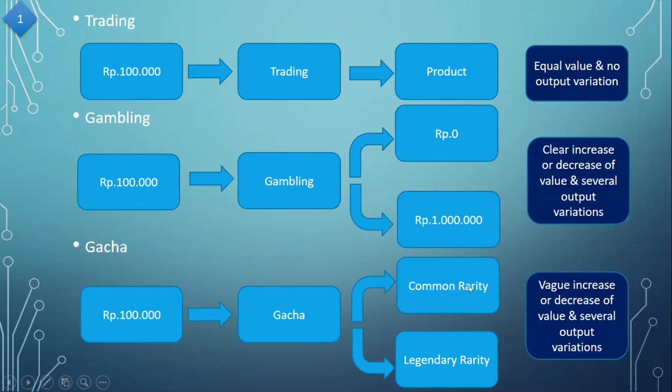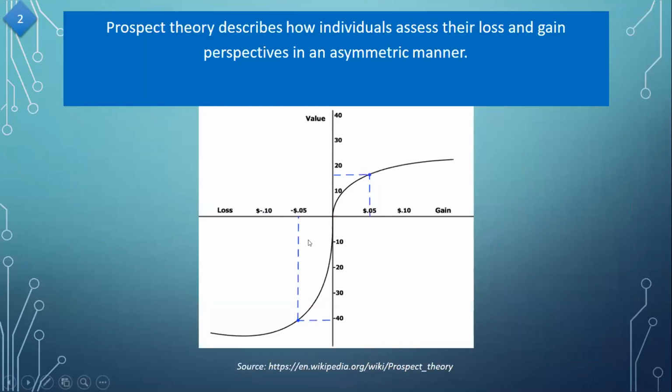You cannot compare this item, the rarity, with the money you spend. So there's a vague increase or decrease of value, and also several output variations. And to measure this gacha, I'm going to use prospect theory. Prospect theory basically describes how individuals assess their loss and gain perspectives in an asymmetric manner.